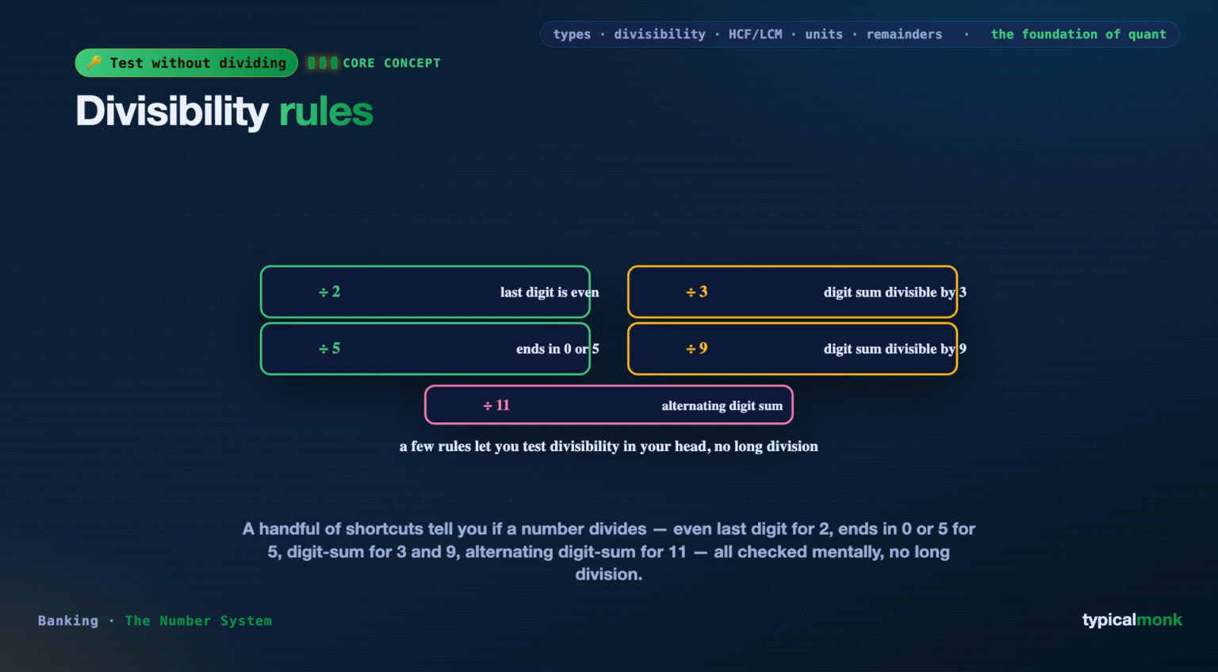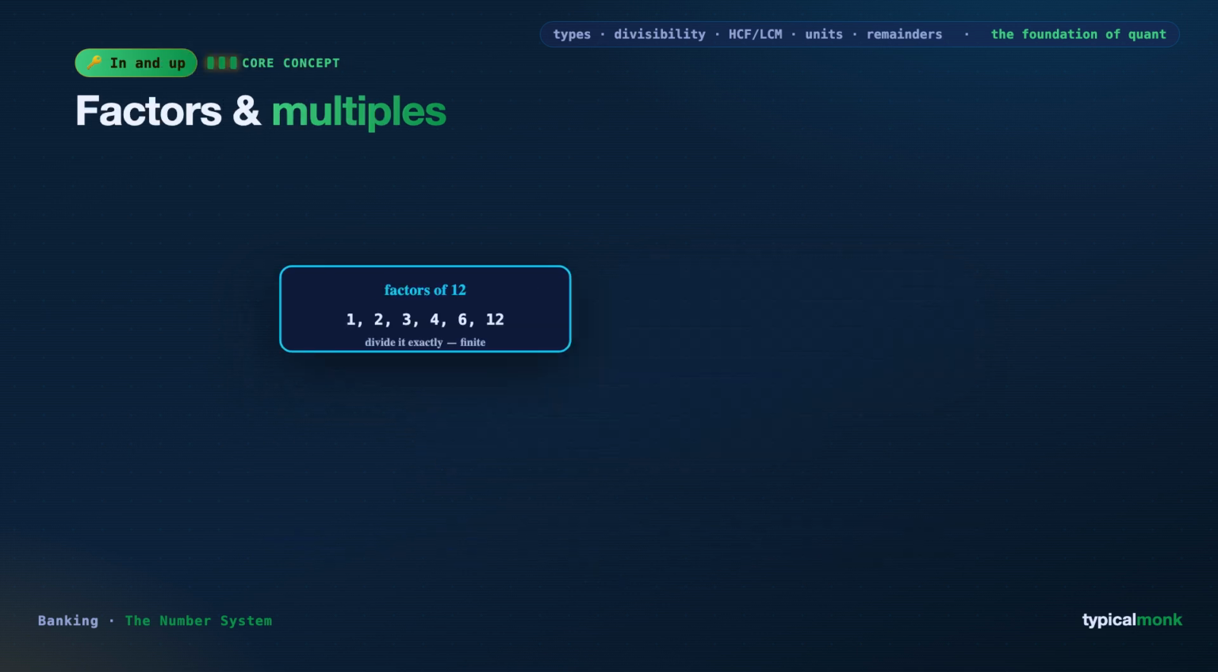So the takeaway: a handful of divisibility rules let you test whether a number divides without dividing at all. Last digit for 2, ending in 0 or 5 for 5, digit sum for 3 and 9, and the alternating digit sum for 11, all checked in your head in a second, which is exactly the kind of speed the exam rewards. Next, two ideas that are constantly confused but are genuine opposites, factors and multiples. Get these straight and a lot of quant clicks into place.